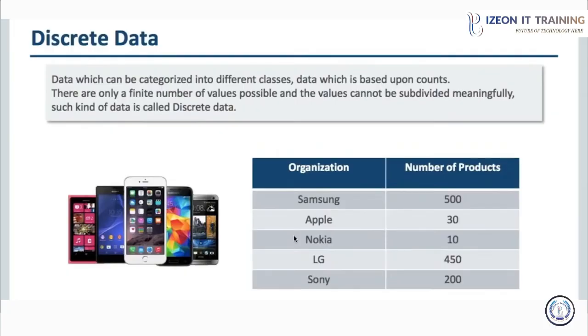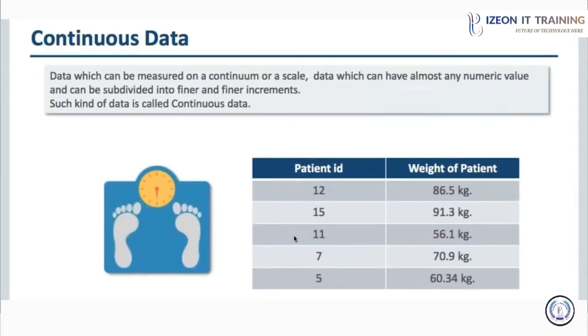Unlike that, when we talk about continuous data, that also includes measurement, but it can be further divided into finer increments, or you can say further levels. Let's see here. If we're talking about a patient and the weight of the patient, then the weight is represented in the form of 86.5 kg. But the same weight can be represented in pounds as well. That can be further represented in grams, to whatever level. So we can further modify or reduce it to any level we want. That kind of data is called continuous data, which can be measured on a continuum or a scale.